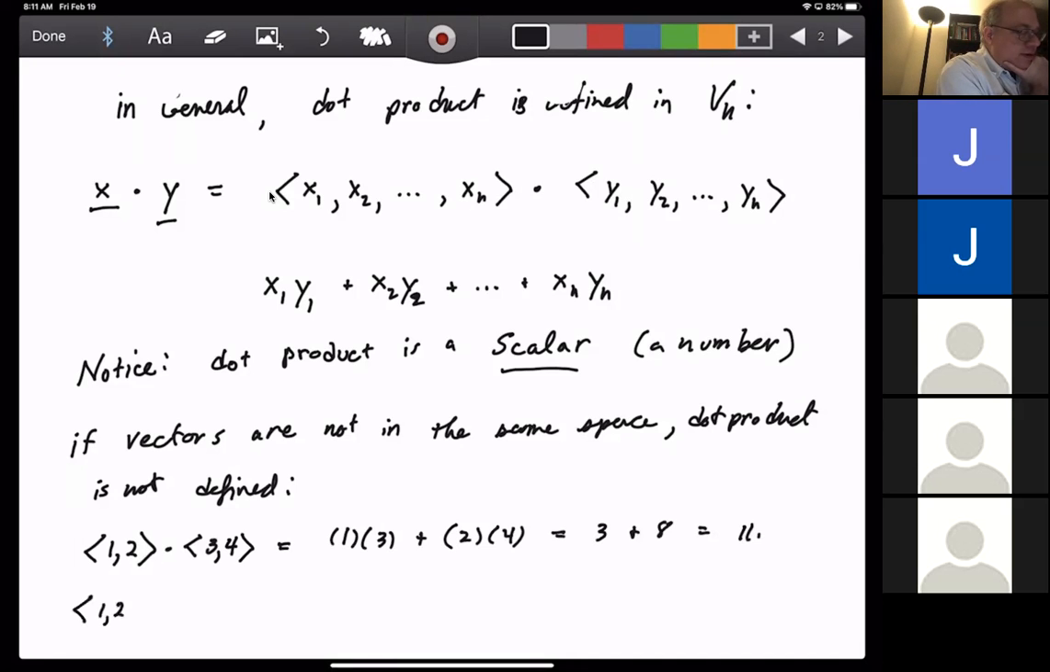If I have the vector 1, 2, and I try to take the dot product with a mismatched vector, this is just not defined. You don't pad the vectors with zeros to push them into the same space and then take the dot product. You've got the vector 1, 2 that lives in the space V2, 2 components. 3, 4, 5 lives in V3. The spaces are mismatched. We don't have the same number of components. We cannot define the dot product.